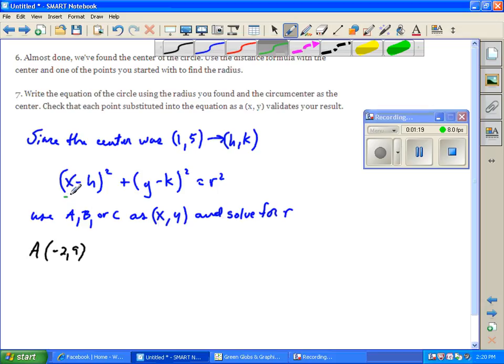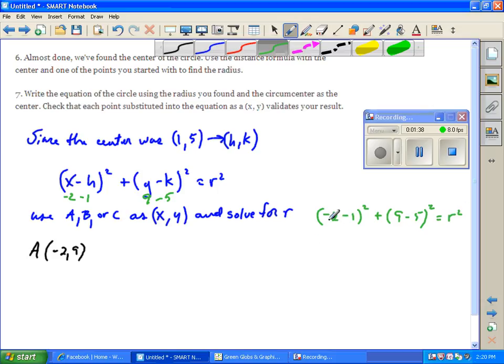So this will be a -2. H was 1. Y was 9. And K is 5. So I'm going to plug in -2 minus 1. I'm going to square that. And I'm going to go plus 9 minus 5 squared. And that'll equal r squared.